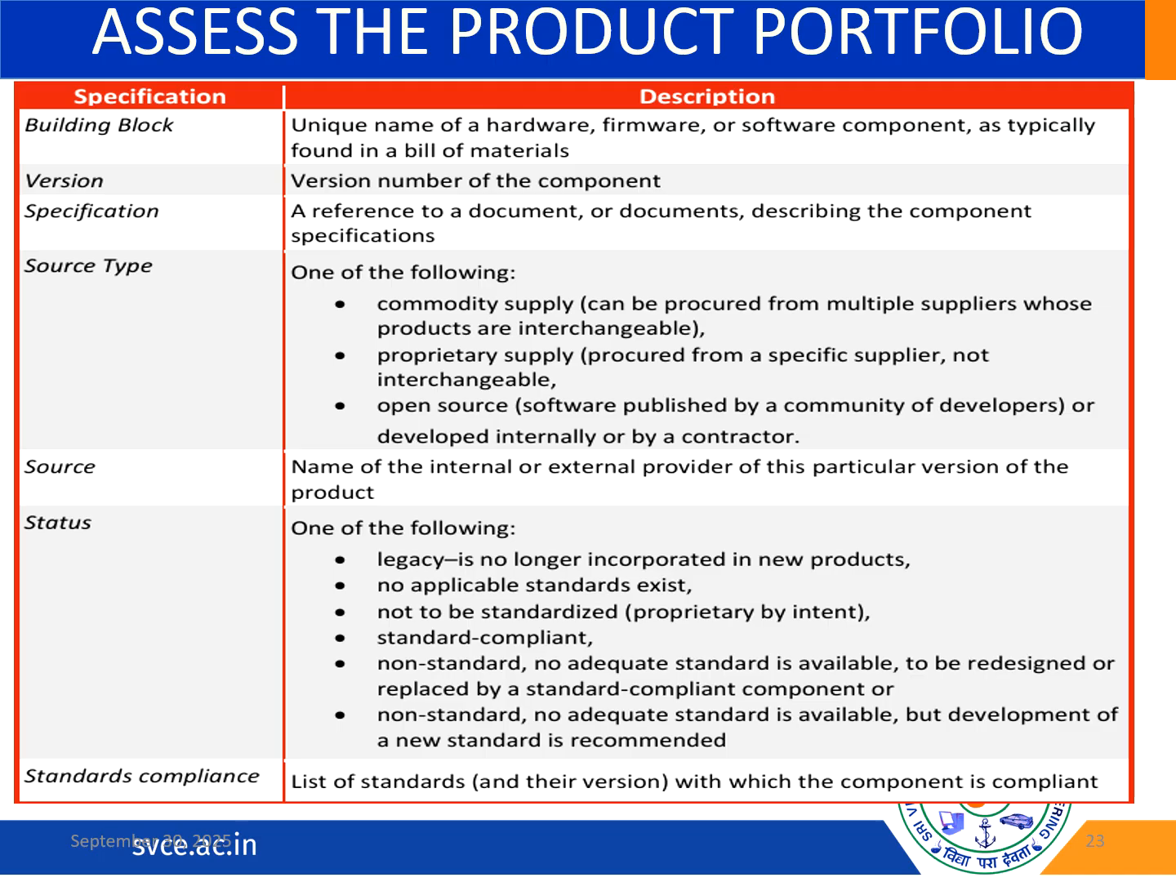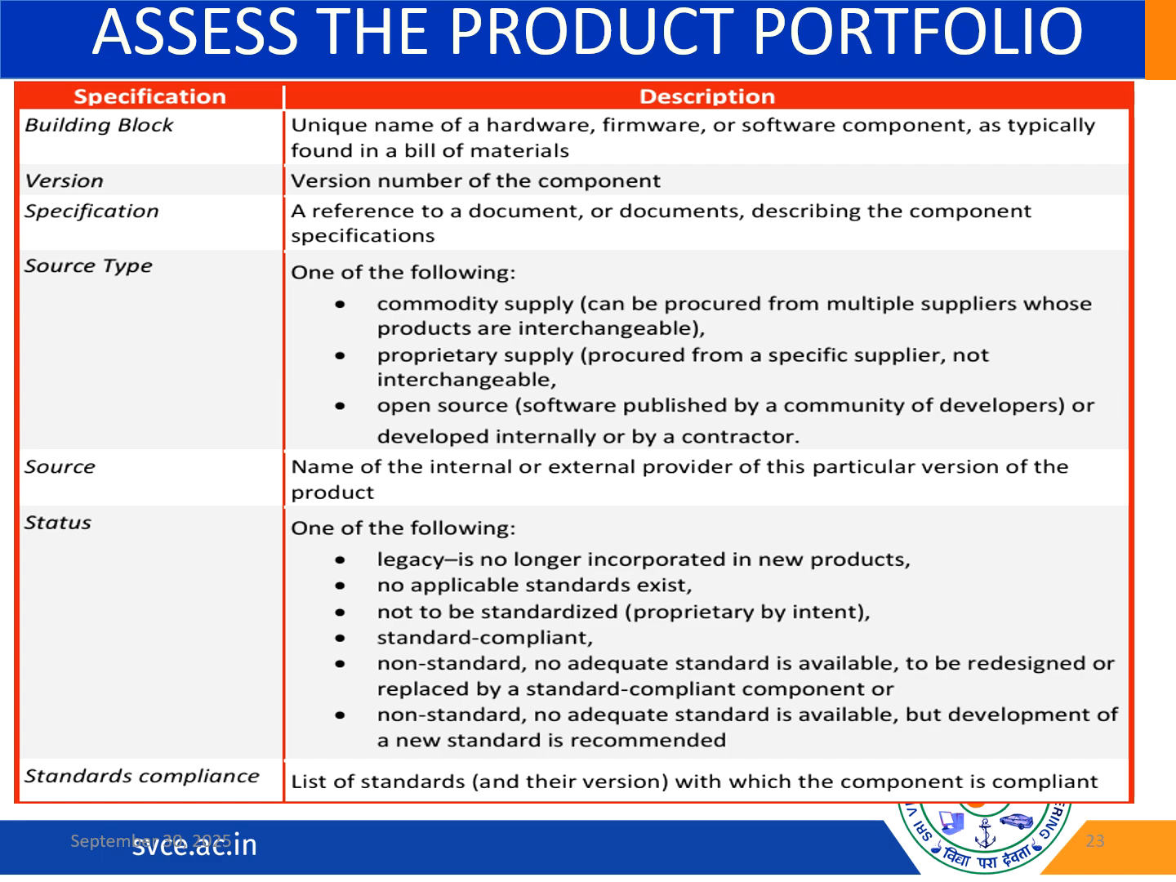And moving on to the specification, we have some building block. We can provide unique names for hardware, firmware, or software component. And typically, we can also have some bill of materials. And considering each particular component, we can have version number of the component. And next we have some specification. So reference to a document or documents describing the component specification can also be specified here.